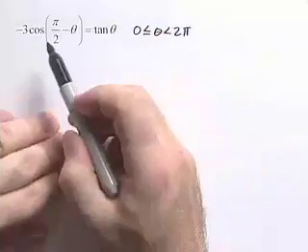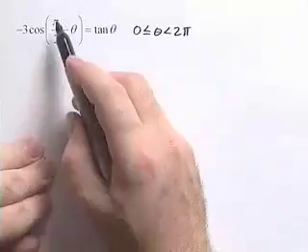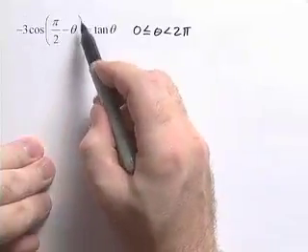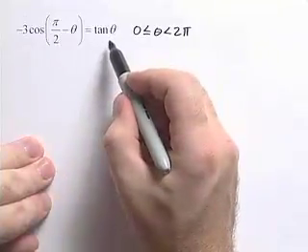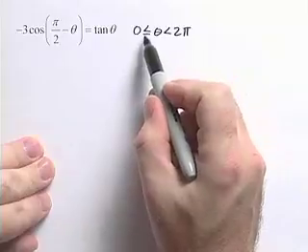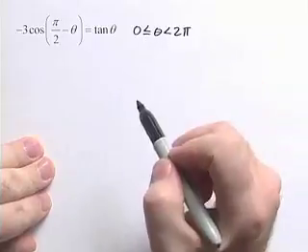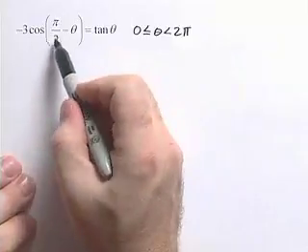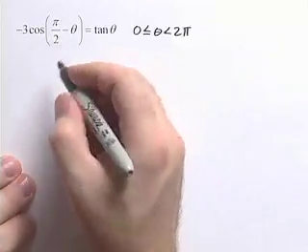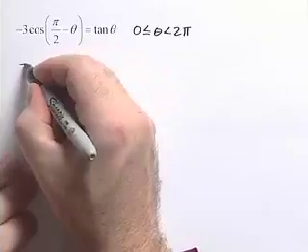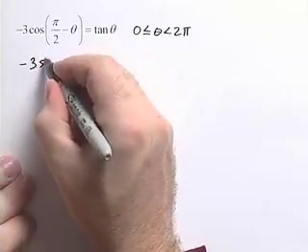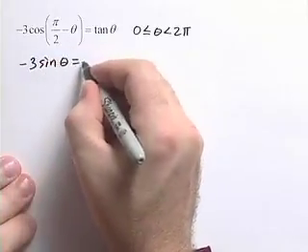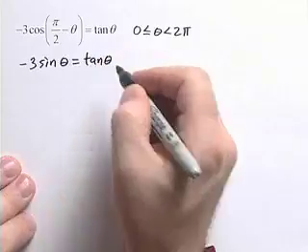Here we're going to solve a trigonometric equation. We'd like to solve the equation negative 3 cosine of pi over 2 minus theta is equal to tangent of theta, and we want to solve that on the interval 0 less than or equal to theta less than 2 pi. The first thing we'd like to notice is that cosine of pi over 2 minus theta is equal to sine of theta. So we'll have minus 3 sine theta is equal to the tangent of theta.